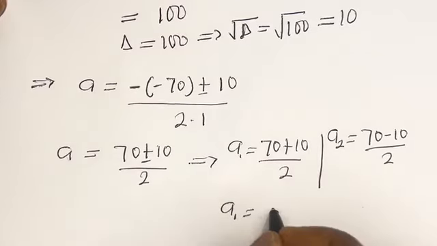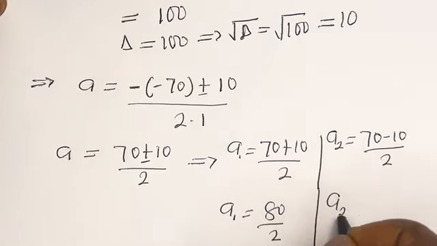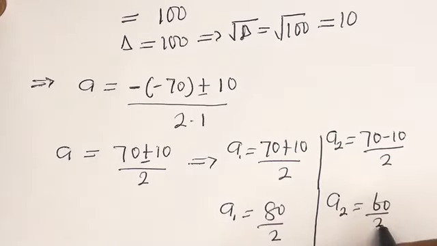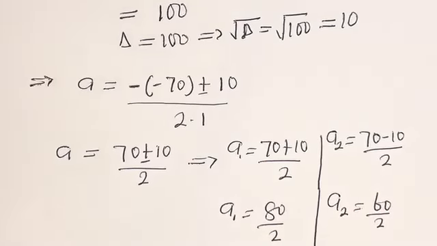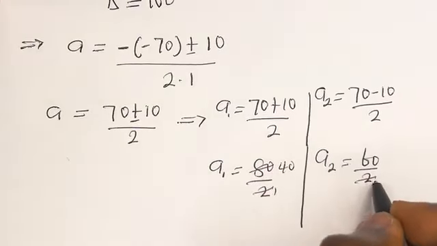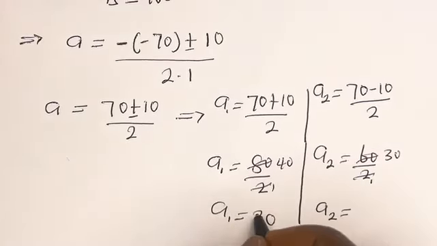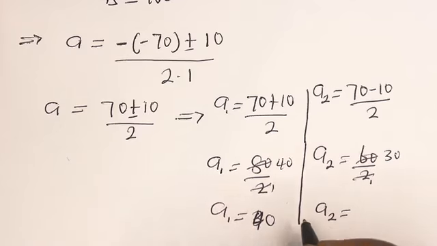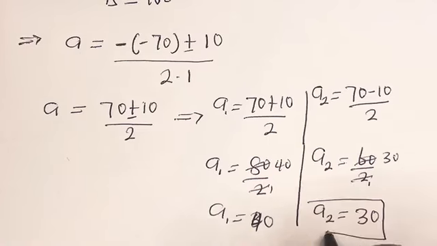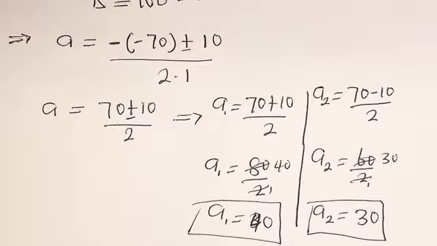A1 is equal to 80 over 2. Then A2 is equal to 70 minus 10, 60 over 2. 2 here 1, 2 here 40. 2 here 1, 2 here 30. A1 is equal to 40 and A2 is equal to 30. These are the values of A. We've got the values of A1 and A2. Let us solve for B1 and B2.